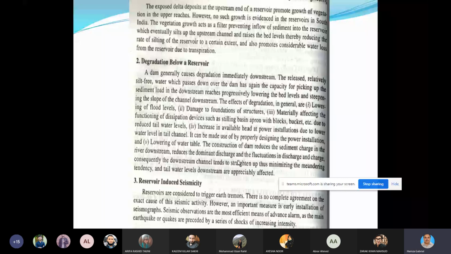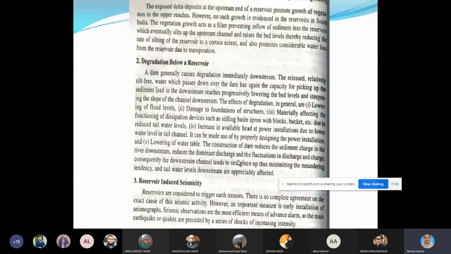And the third effect is the reservoir-induced seismicity. That is, when you fill the reservoir, if you fill it in a fashion where the filling rate is very high, then the extra load will make the tectonic plates slide, and seismic activities can occur, earthquakes can occur, which can damage the structure of the dam itself. So reservoirs have to be filled with a predetermined rate of filling.